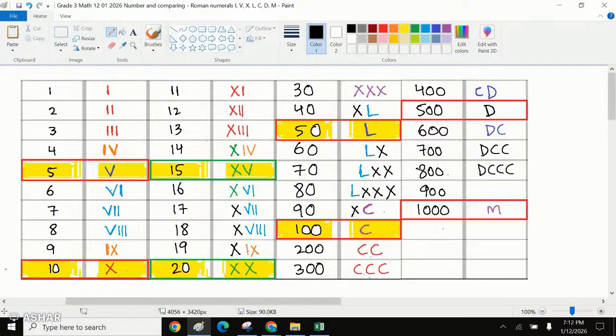No, not X. It would not be X. See, what is 1000? 1000 was M, right? So we write M, and what was 100? 100 was C, right? So we write CM. That means 100 less than 1000.